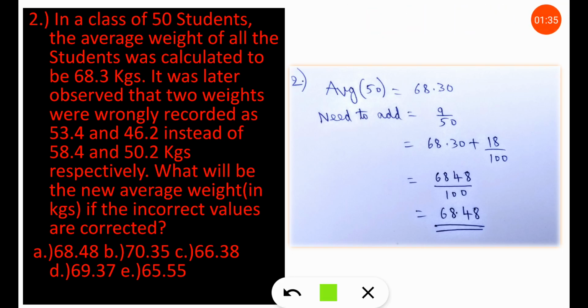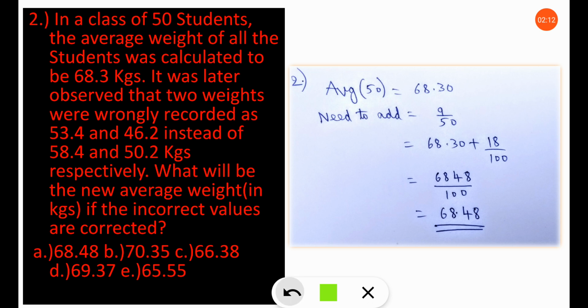In a class of 50 students, the average weight of all the students was calculated to be 68.3 kgs. It was later observed that two weights were wrongly recorded as 53.4 and 46.2 instead of 58.4 and 50.2 kgs respectively. What will be the new average weight if the incorrect values are corrected? It was given that the average of 50 students is 68.30 kgs, but they have recorded two observations wrongly. So instead of 58.4 and 50.2, they have recorded 53.4 and 46.2.